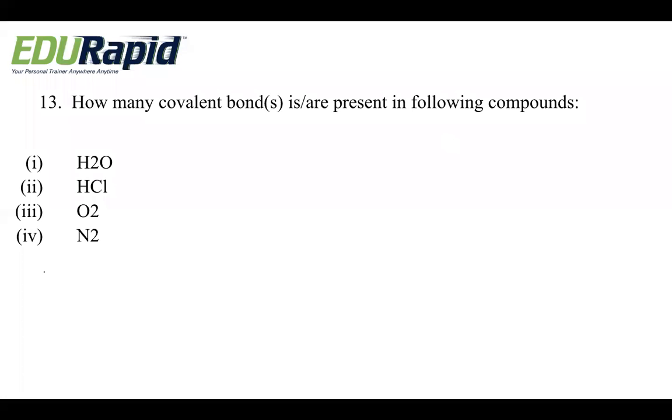In H2O, 2 hydrogens combine with a single oxygen by forming 2 covalent bonds. So the answer for the first one is 2. Yes, I got from Hemant, the first option is 2, exactly. Then HCl, obviously it is 1, since the hydrogen combines with chlorine. In oxygen it is 2, a double covalent bond. Lastly, the nitrogen molecule, it is a triple covalent bond.